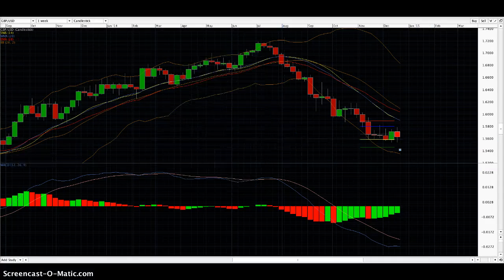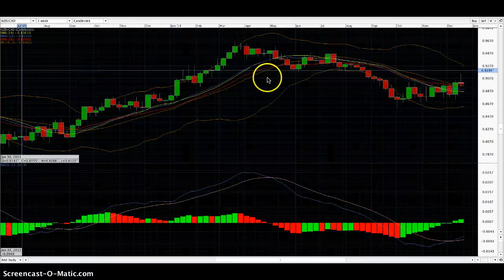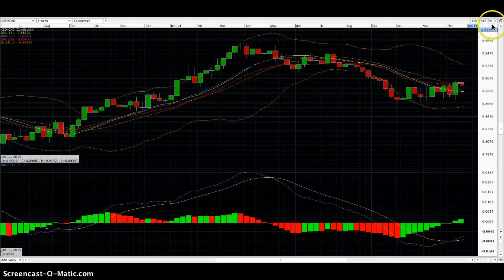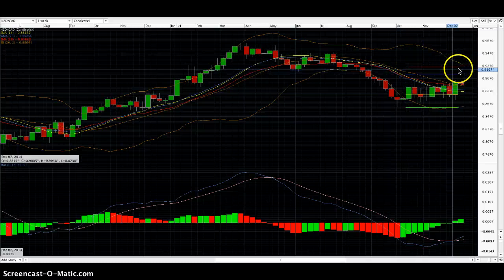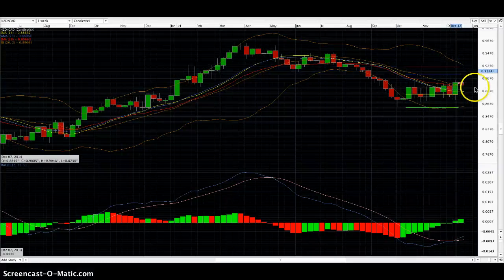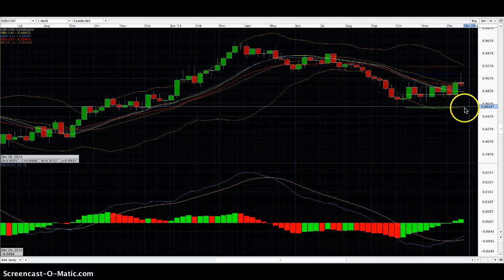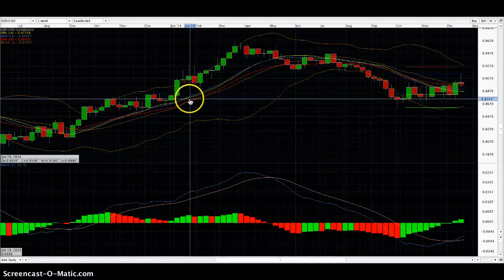Alright, moving on to the next pair here. So we've got the New Zealand dollar versus the Canadian dollar, or some people like to call it the Kiwi versus the Canadian. This pair, I love trading the Kiwi. It's cheap, which is always nice. You can buy more units for less margin, and it usually stays pretty good in its Bollinger Band.